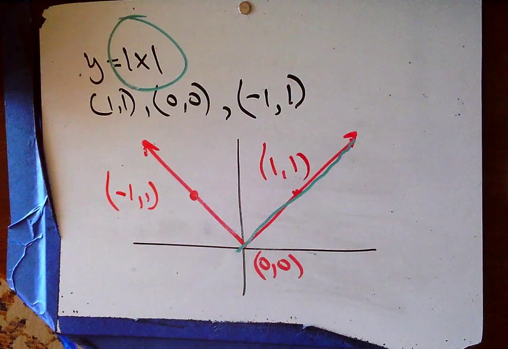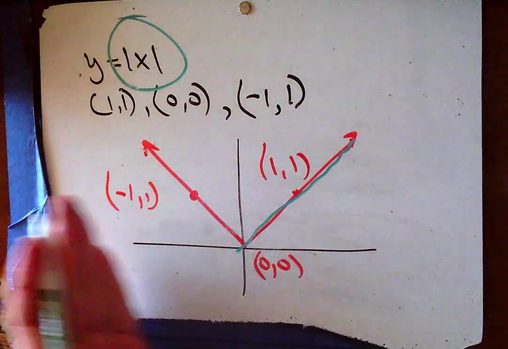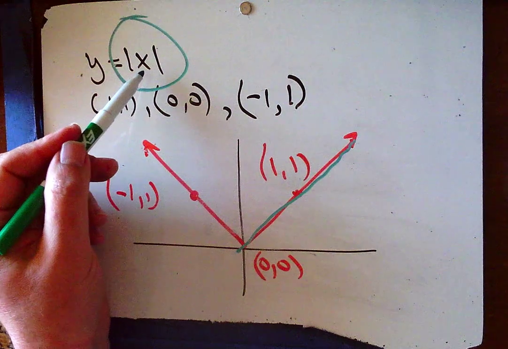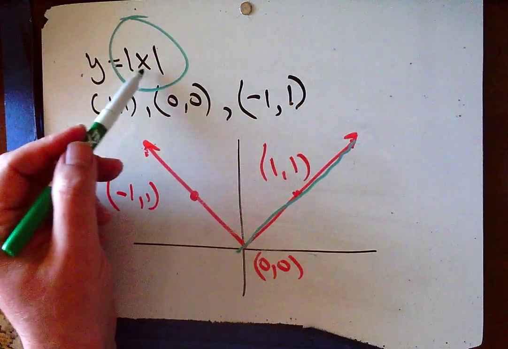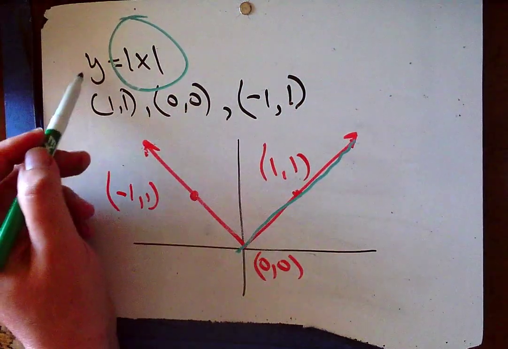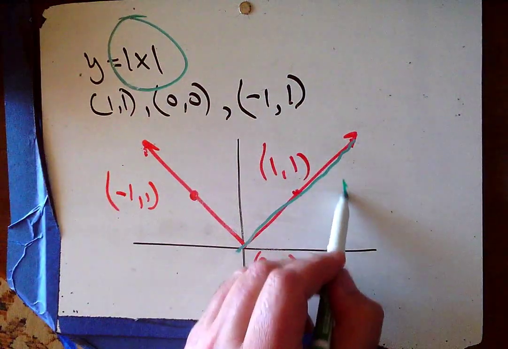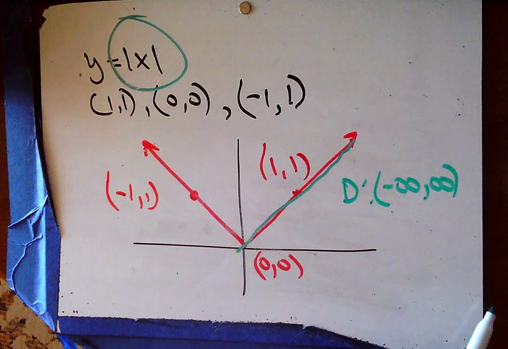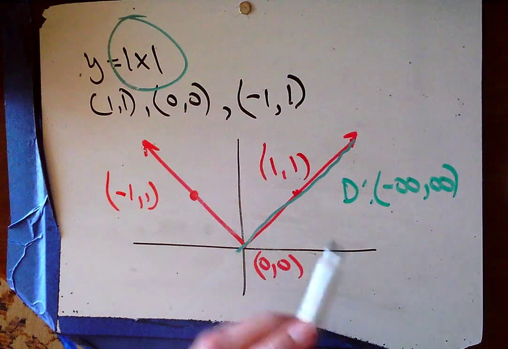What about the domain? Well, again, I can plug in any x value that I want here. Negative 100, positive 3000, 62, any number, I can plug it in and I'll get a y value out. So I'm going to say that the domain is, again, all real numbers. The range, however, isn't all real numbers. It doesn't go from negative infinity to infinity.